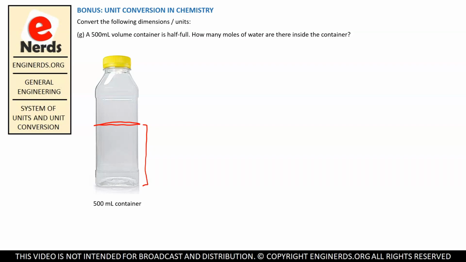Okay? How many moles of water, so water yung nasa loob niya, are there inside the container? So, kunin muna natin yung volume ng water. So, ang volume ng water na nasa loob ng container is half the volume ng container. So, ang volume ng container natin is 500 milliliter. And half lang yung water, so, divide natin sa 2. So, we have 250 milliliter of water. So, ang hinahanap dito is how many moles of water are there inside the container. Okay, so ang given natin is 250 milliliter of water.